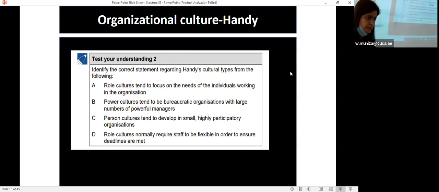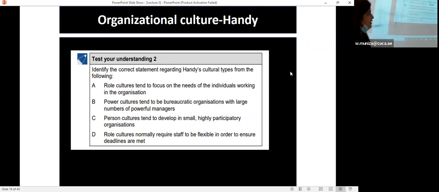Is this true? Power cultures are bureaucratic? No. Power cultures are entrepreneurial structures. Bureaucratic structures are task ones. Got it? And the focus is on task. So power cultures tend to be bureaucratic organizations, no, power cultures are entrepreneurial. Bureaucratic structures are tasks with large numbers of powerful managers. So this is again wrong.